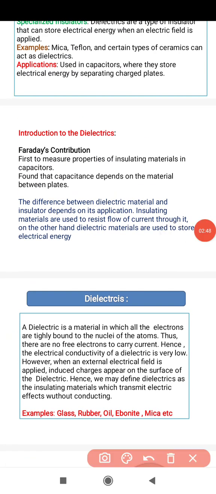Now we see the introduction to dielectrics. Faraday's contribution is significant for the concept of dielectrics. He was the first to measure the properties of insulating materials like capacitors. He found that the capacitance depends on the material between the plates. The difference between dielectric and insulating materials depends on their application. Insulating materials are used to resist the flow of current through them. On the other hand, dielectric materials are used to store electrical energy.